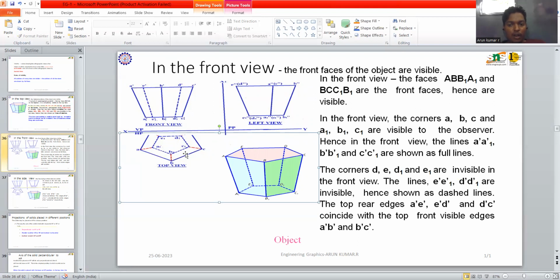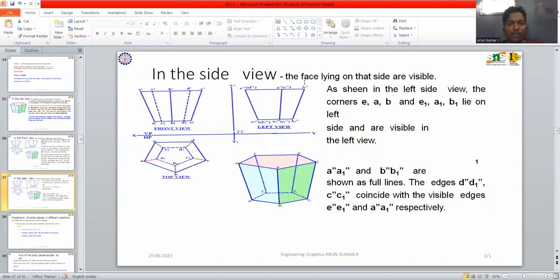In the front view, the corners A, B, C and A1, B1, C1 are visible to the observer. Hence, in the front view, the lines a'a1', b'b1', c'c1' are shown in full line. The corners D, E, D1, E1 are invisible in the front view. The lines e'e1' and d'd1' are invisible, hence shown as dashed lines. The top rear edges a'e', e'd', and d'c' coincide with the top front visible edges a'b' and b'c'.